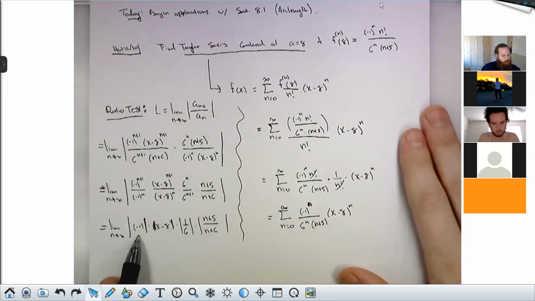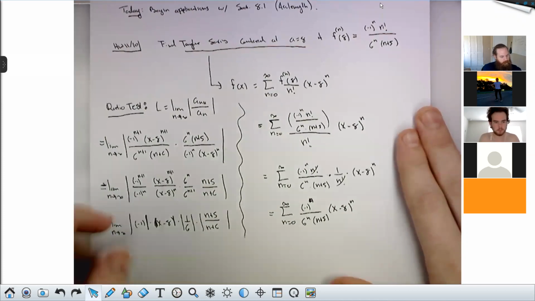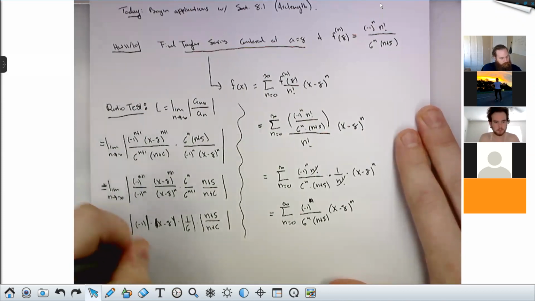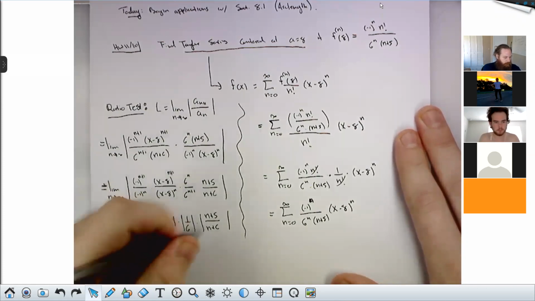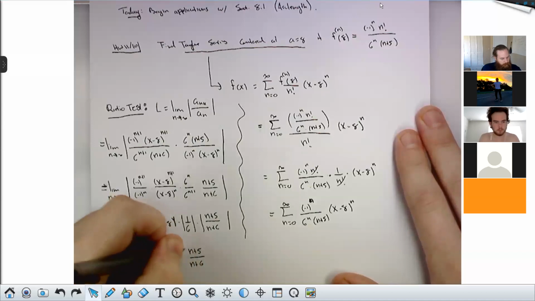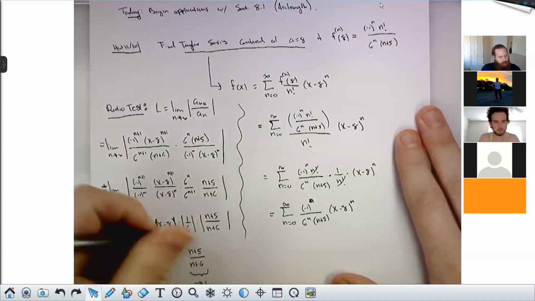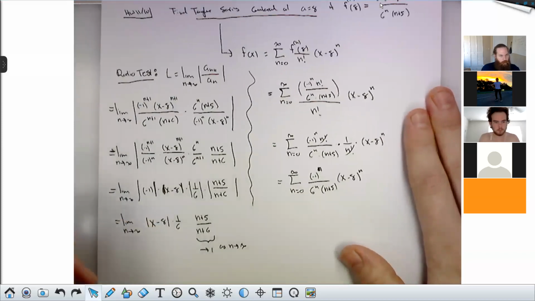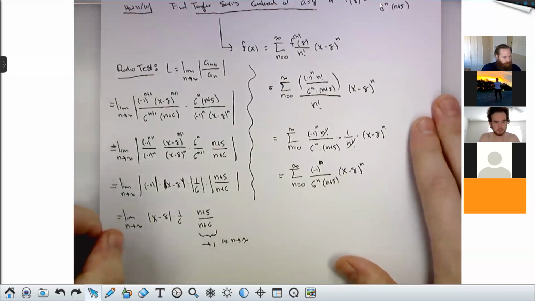The absolute value of -1 is 1. The absolute value of 1/6 is 1/6. And the absolute value of x minus 8 is, well, the absolute value of x minus 8. So I'll have the limit as n goes to infinity of the absolute value of x minus 8 times 1/6 times (n+5) over (n+6), which is positive, so I can ignore the absolute values there. And this piece goes to 1 as n goes to infinity. You can renormalize if you want, or you could use L'Hopital's rule. So what we get out of this is the absolute value of x minus 8 times 1/6. That's L.